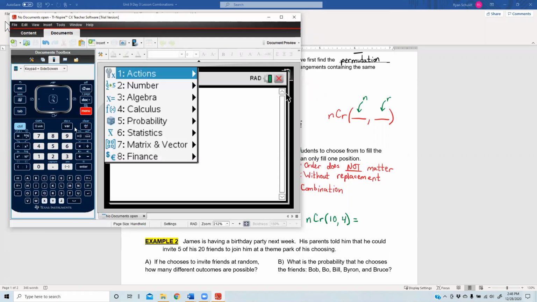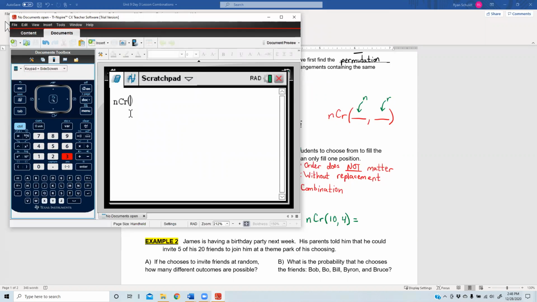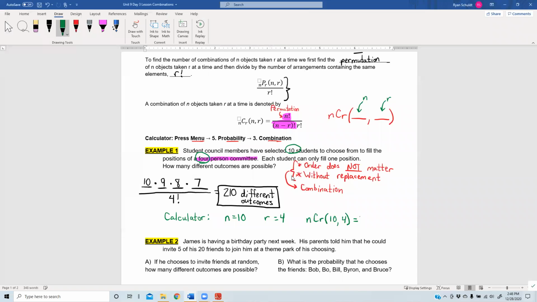So menu, 5, 3. There's our combination. We're going to put in a 10, a comma, which remember the comma is down by your O on the keyboard, and then a 4. Enter. There's our 210 right there. Same thing we got when we did it the long way. 210, done. That matches what we got, so we know that's the right answer.